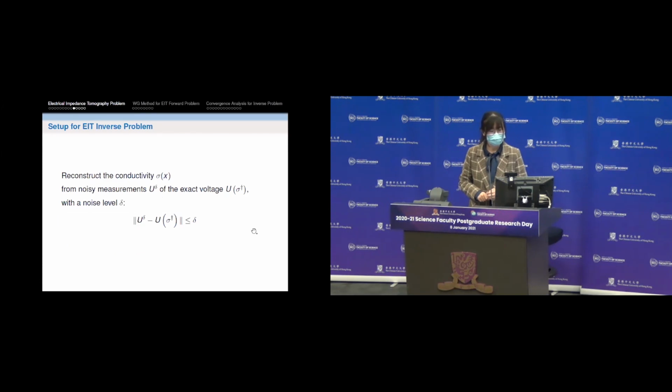So now we can move on to the inverse problem. It is an inverse process of the forward problem I just mentioned. That is, we have the noisy measurement of capital U and we have the current I. We want to reconstruct the unknown conductivity sigma. And we allow for some noise here, with a noise level of delta.